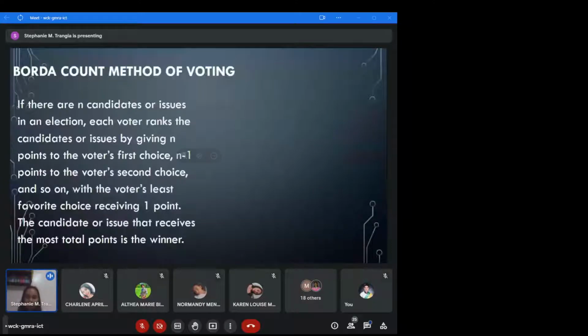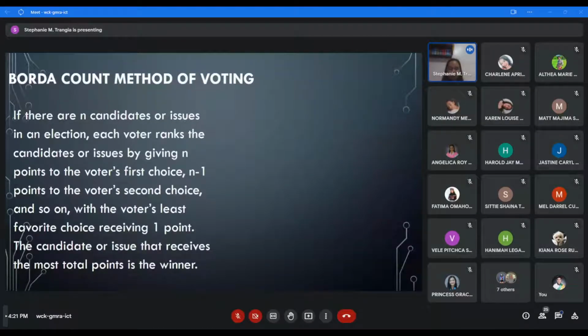Now let's proceed to the Borda count method of voting. If there are n candidates or issues in an election, each voter ranks the candidates or issues by giving n points to the voter's first choice. So if there are 5 choices, the first place will be given 5 points, second place 4 points, third place 3 points, fourth place 2 points, and the last place will have 1 point. So that is the Borda count method.